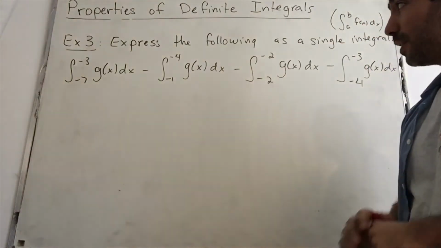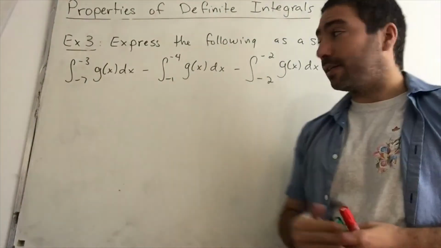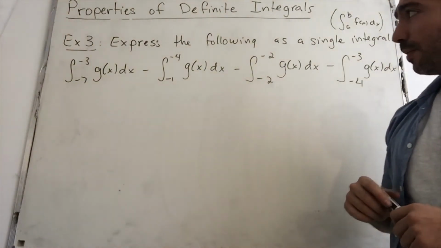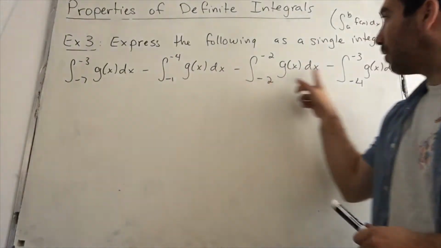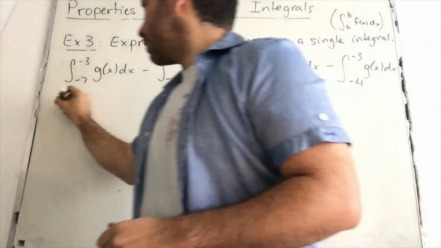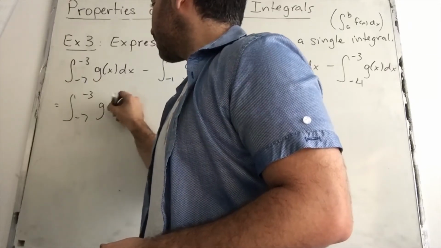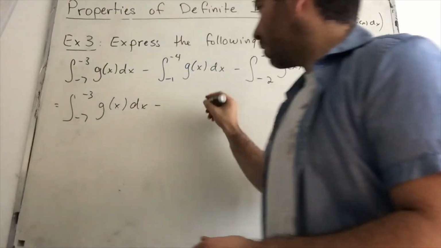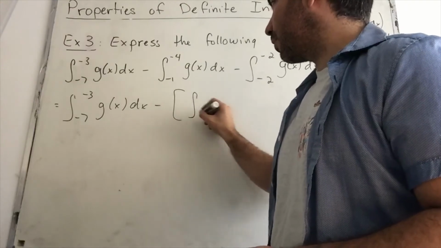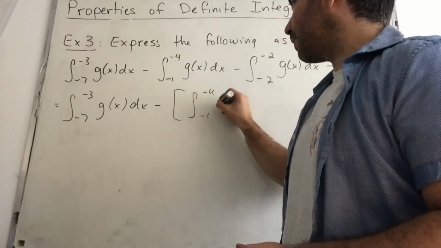So let's go ahead and solve this. There's different ways of doing this, but the way I see it is to first, I'm tempted to factor out all these negatives. So this is equal to the integral from negative 7 to negative 3 of g of x dx minus, in brackets, the integral from negative 1 to negative 4 of g of x dx.